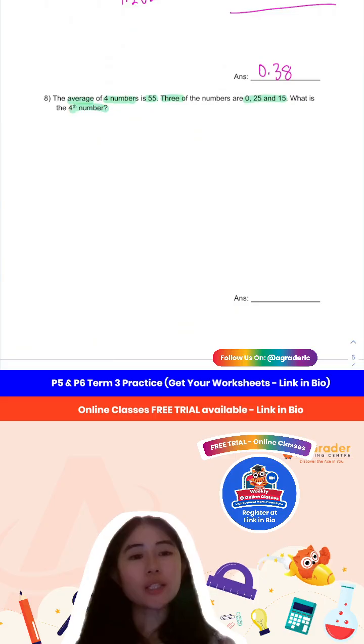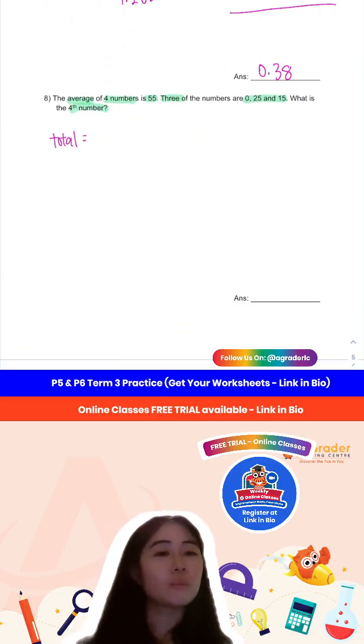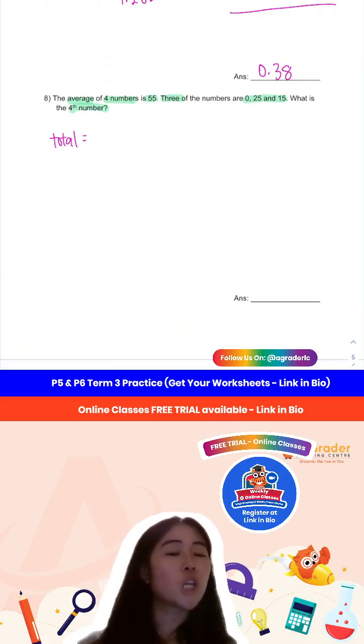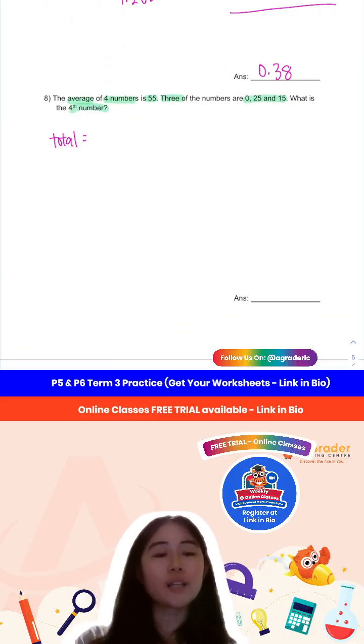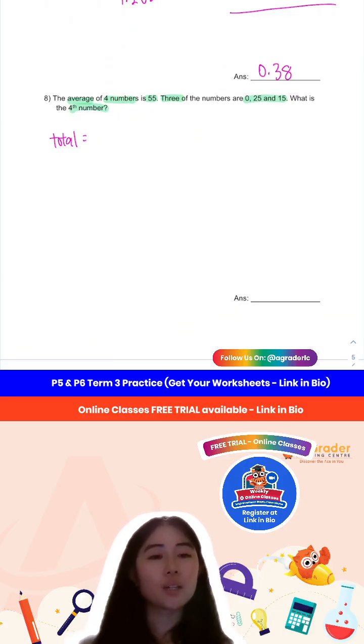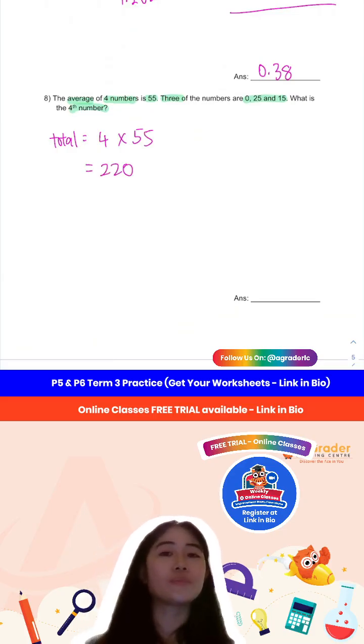So let's go through this. Most of you are done already. So just now, two of you told me that the first step is to find the total. Yes, that is correct. So you can get the total by using the four numbers times the average. The total is 220.